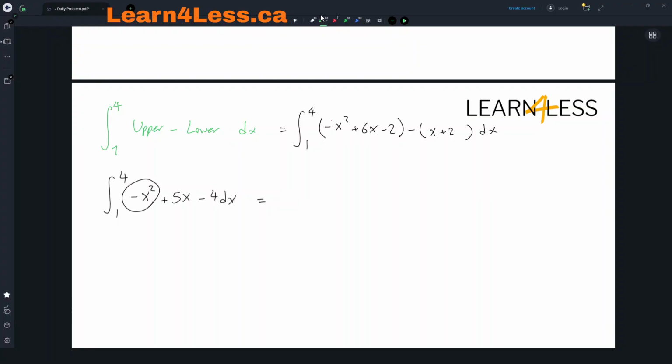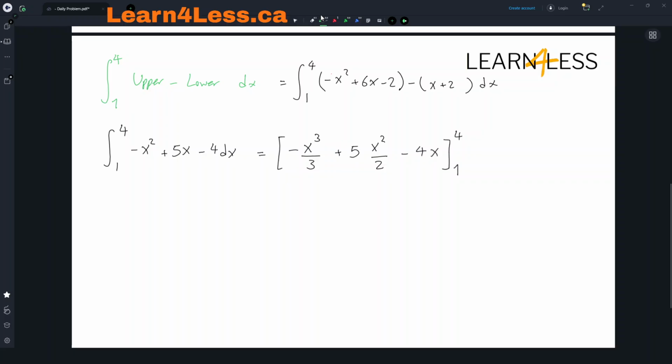This is just a power rule, which gives me negative x to the power of 3 over 3 plus 5x, where the 5 is a constant so I just write that, and the integral of x would be x squared over 2. And the last part, negative 4, would be negative 4x. This is the antiderivative or integral of that function, but it's a definite integral. We have bounds, so we plug in the upper bound and the lower bound.